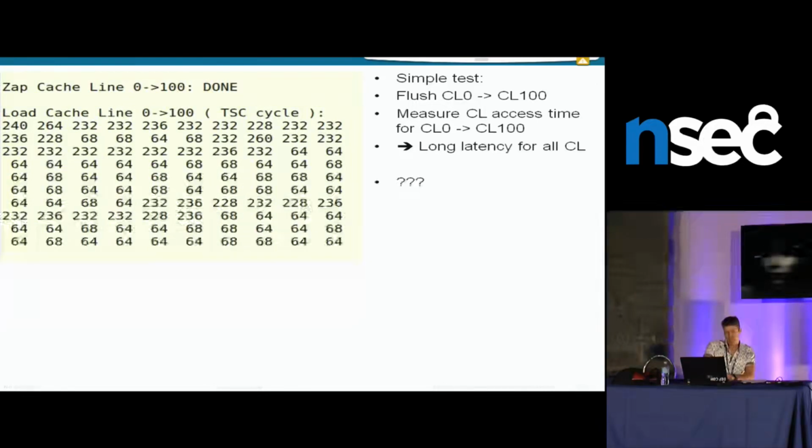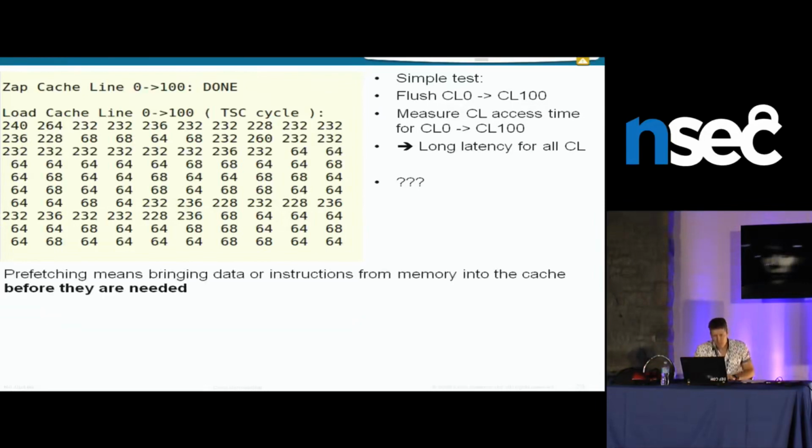Some of those cache lines show long latency, 240, 200 plus is long latency, but lots of the other cache lines in the picture are already loaded. So there was something else going on in the background here. This is really at that time that I learned about prefetching. Prefetching means bringing data or instructions from memory into the cache before they are needed.